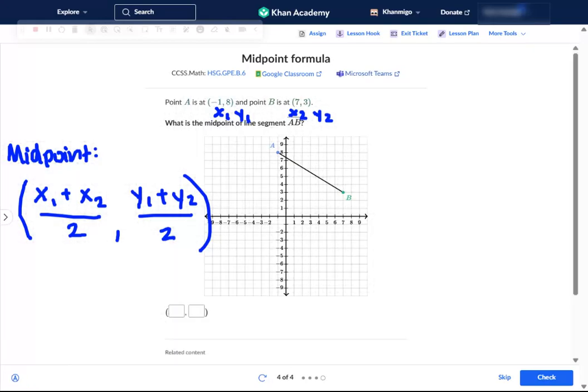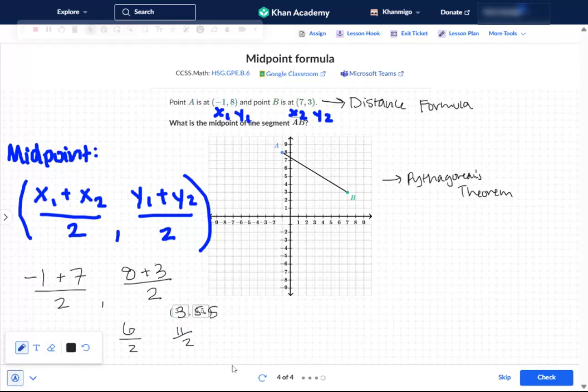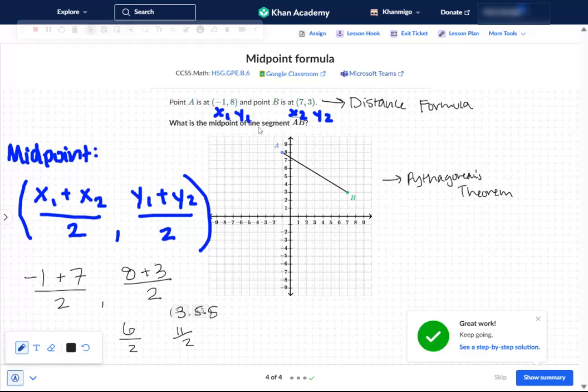Okay, so let's go ahead and plug that in. 3 and 5.5. We've got our work. Hooray! All right, so that's the midpoint formula. And let's try another one. Give me a moment to refresh this.